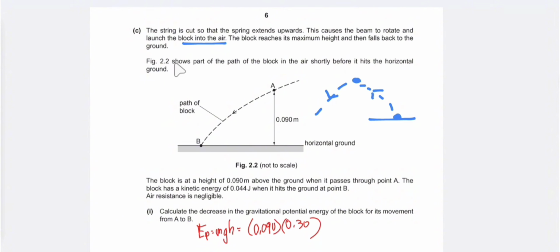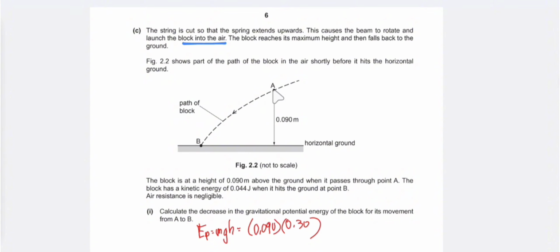Figure 2.2 shows part of the path of the block in the air shortly before it hits the horizontal ground. So this is the path of the block before it reaches the ground. Now the block is at a height of 0.090 meter. So the vertical height is 0.090 meter above the ground when it passes through point A.